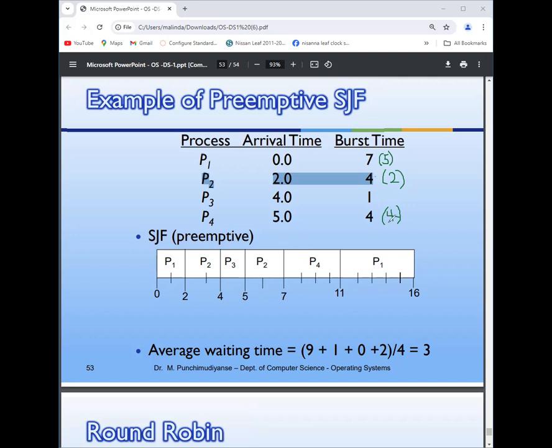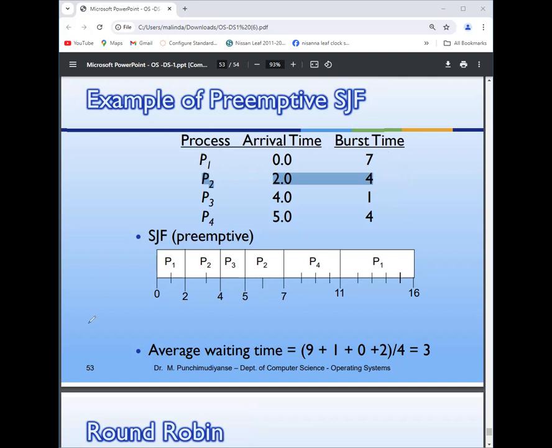Got the point? Do I have to explain again? Tell me. I can explain again if you want. Right. Okay. So I will do it again.